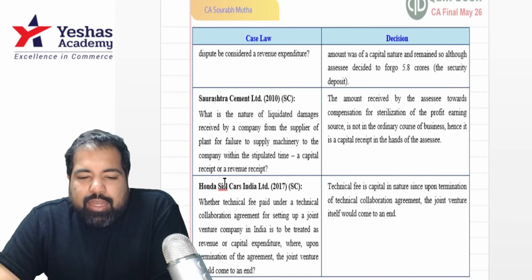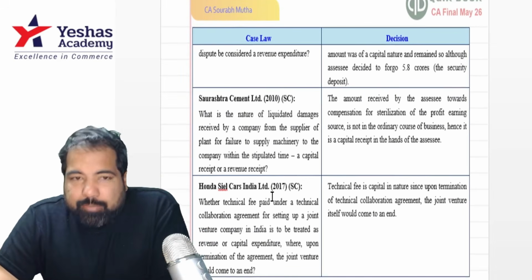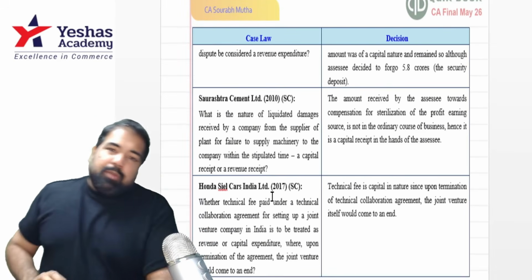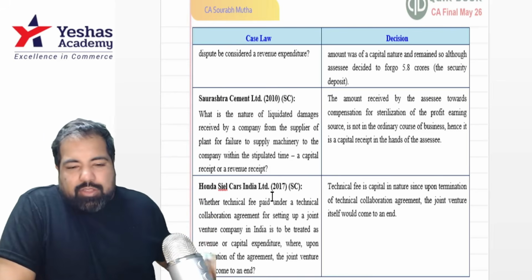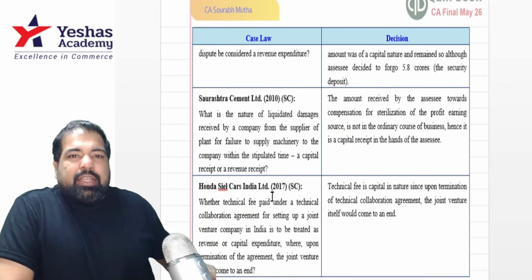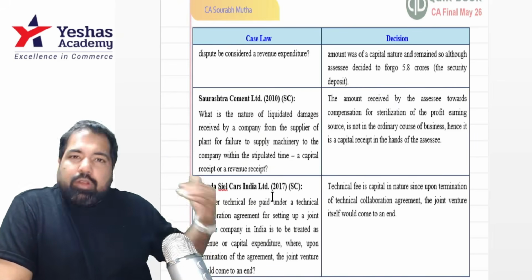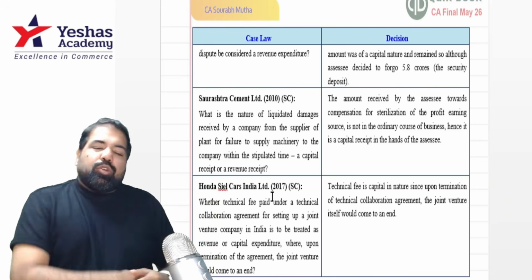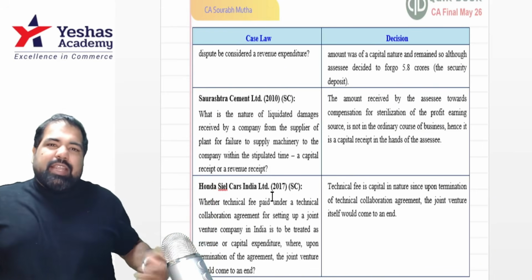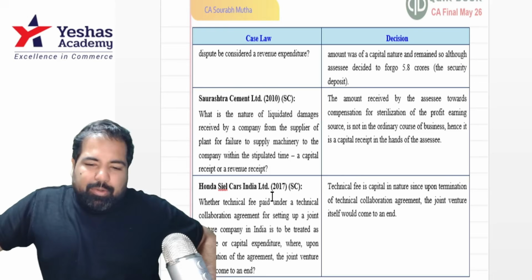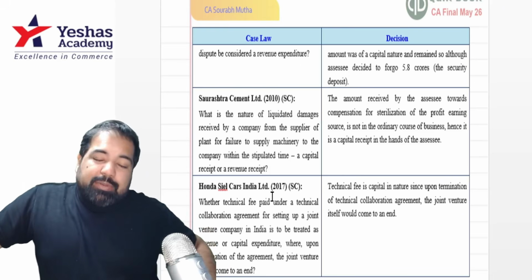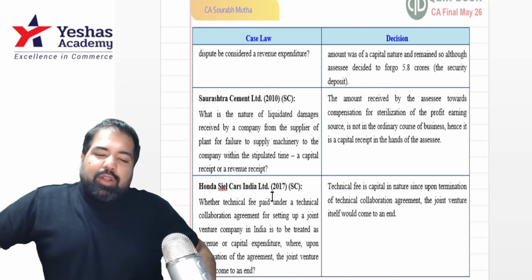And last, Honda CL Cars India Limited. As you know, guys, Honda is a Japanese company. They had given this company in India, called Honda CL Cars, the right or the technical know-how to service those cars. Then finally they took away that agency and these guys had to pay them some money. Is it a revenue expense or a capital expense? This is a capital expense because after that there's nothing left with Honda CL Cars.